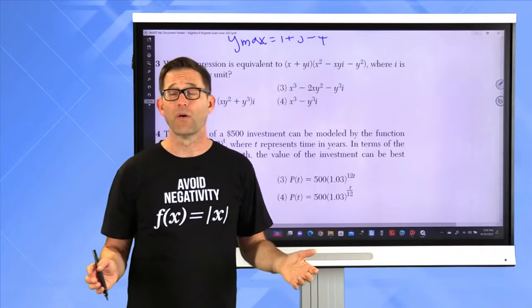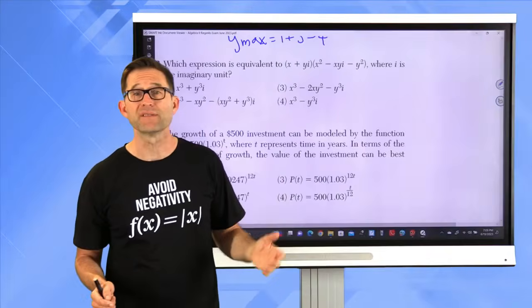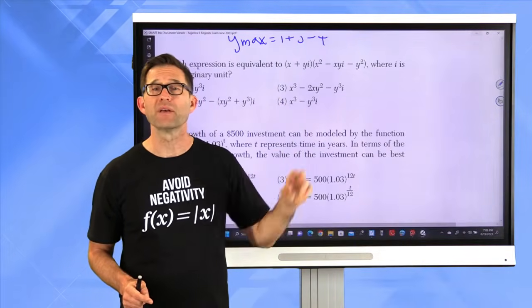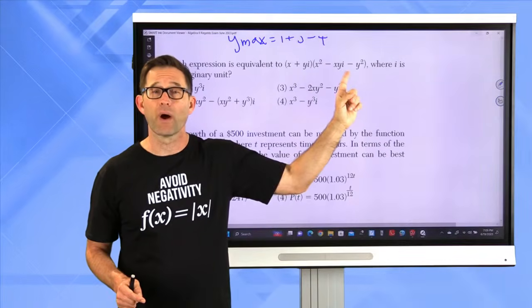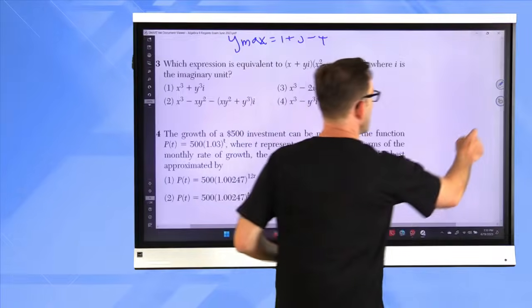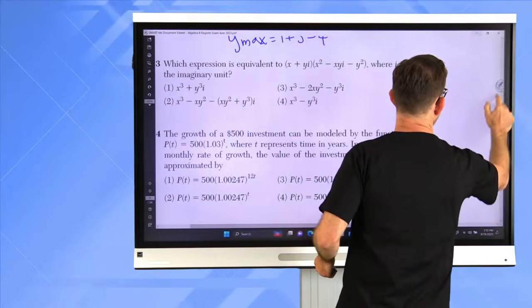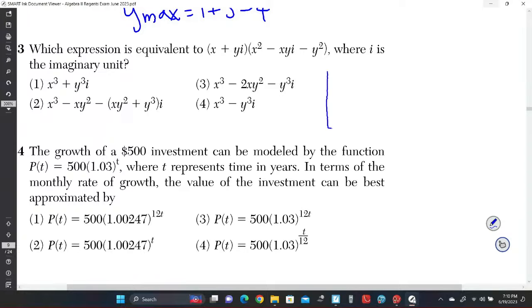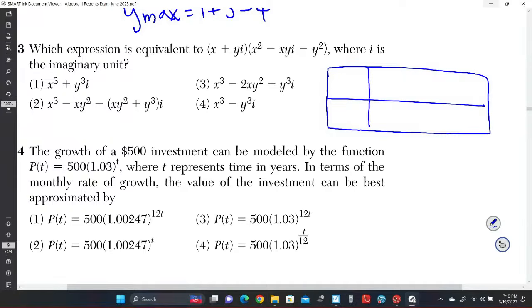Now, all by itself, even if i wasn't the imaginary unit, this would be a little bit of a challenging problem because we've got a binomial multiplying a trinomial. And one way that I love doing this is with an area model. I'm going to move my little icons out of the way. By an area model, I mean I'm going to draw out a rectangle like this, a 2 by 3 rectangle, and I'm going to put x and plus yi here. And here I'm going to put x squared, minus xyi, and minus y squared.